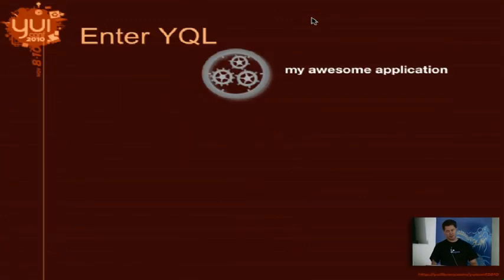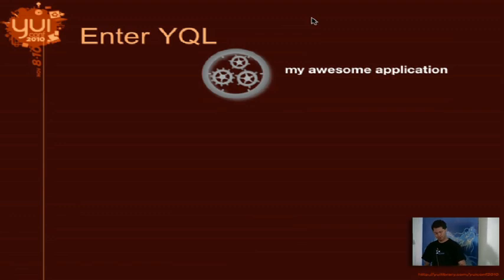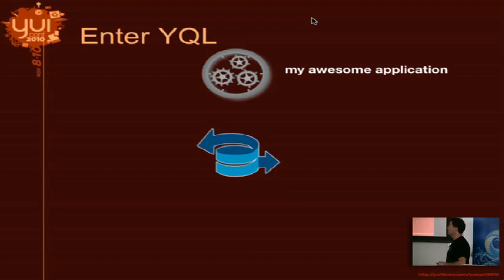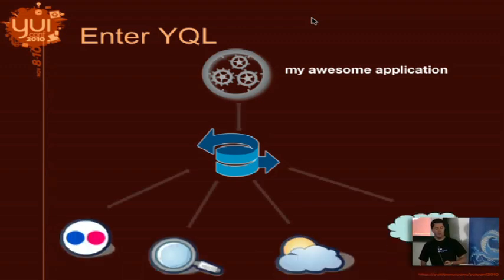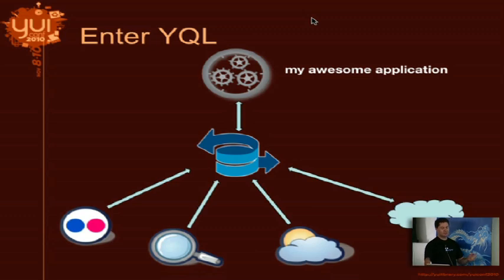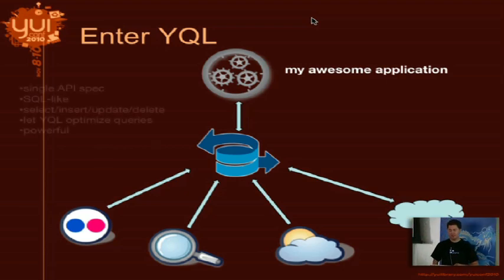So let me introduce a solution. It's called YQL. We still have this, my awesome application idea, right there, front and center. But now we're going to enter YQL. With YQL in the middle, you are adding a box, a service right in the middle, which does a lot of powerful stuff for you. It takes away the multiple connectivity worry. It takes away the worry about multiple documentations.